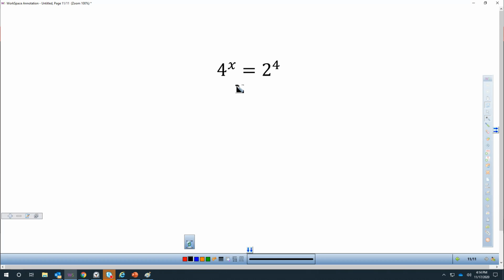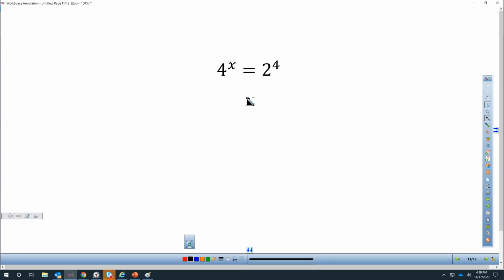Now, there is a cool trick where you can change the base of the exponent. If you want, you can watch the video that will link to this one. But generally speaking, it's easier just to do this trick of taking the log of both sides.